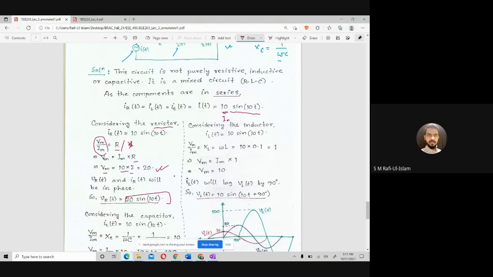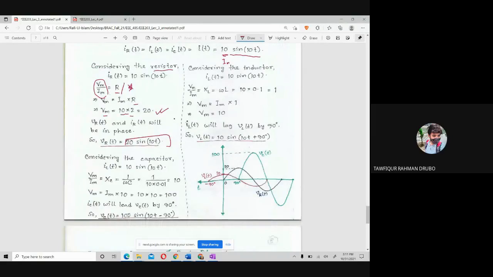So the only thing that will be changing is the magnitude. Am I clear? Yes, sir. Thank you so much. Now I will consider the inductor.